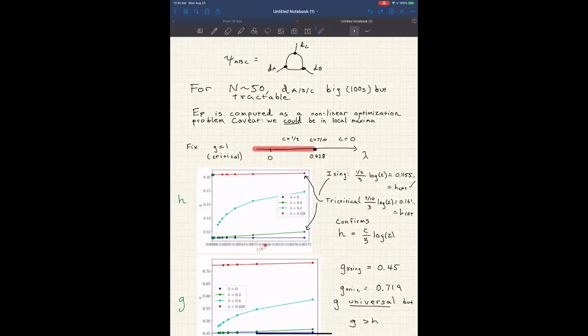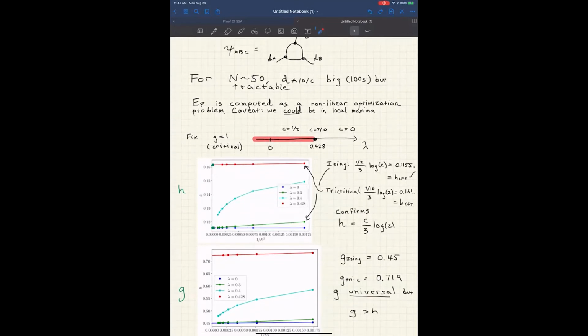So the x-axis is the inverse size of the system, 1/n², though I don't want to claim that's the exact power law for collapse. And then we compute H for 3 different values of lambda. These 3 curves should all be in the Ising criticality class, and we see that indeed the computed value of H at large system size flows to this value here, 0.1155, which is exactly the C/3 log 2 predicted theoretically. And then right when you go to the tricritical point, you can see the flow becomes slow, and then it jumps to the tricritical value of 7/10. So that's nice.